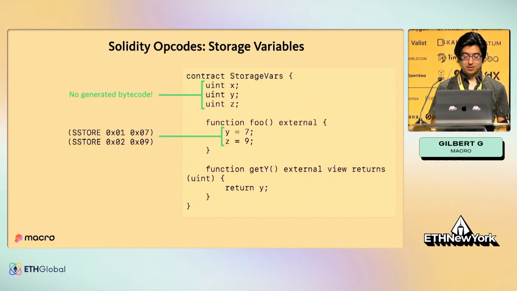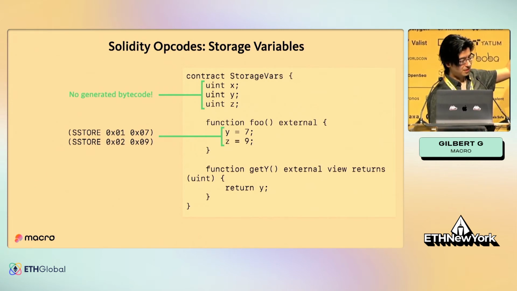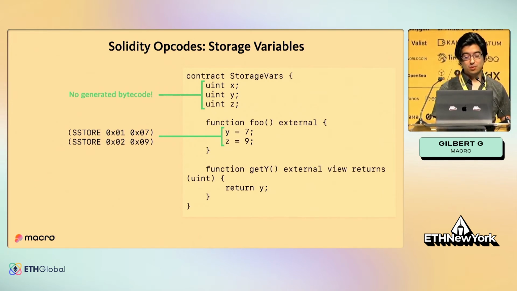Now, storage variables are index-based. So here we are setting something equal to y, we are setting something equal to z. If you look at the first arguments to each store, we have 1 and 2. The reason for that is because Solidity takes your variables and applies indices to them. So y is considered 0x1, and z is 0x2.